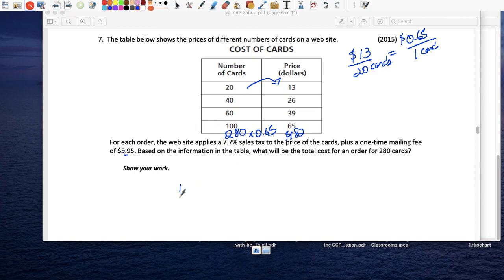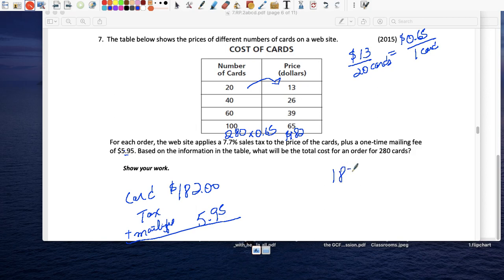So you're going to pay $182 for 280 cards, plus you have to pay tax, so let me write that. So that's the cards, this is the tax, and then the mailing fee. There are 3 things you have to add. The mailing fee is easy. That's $5.95. All right, so let's find out what the tax is.